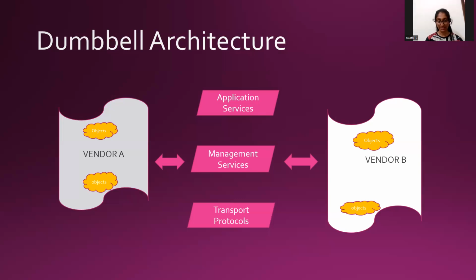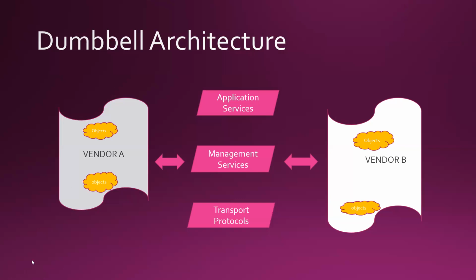This is how we can explain the dumbbell architecture. Transport protocols are a few of the protocols and sets of rules that are given for us to understand. The data can be transported in the form of packets or bytes, or in any form we can transfer the data. In this way, the dumbbell architecture works.